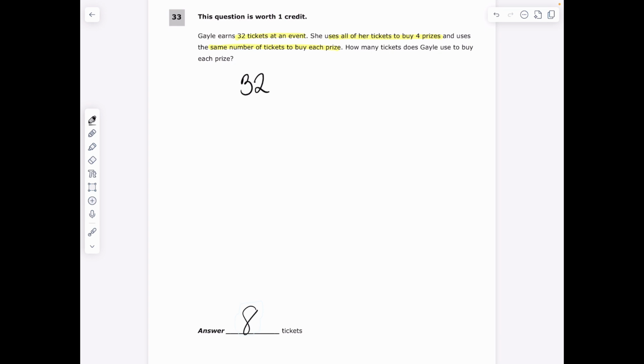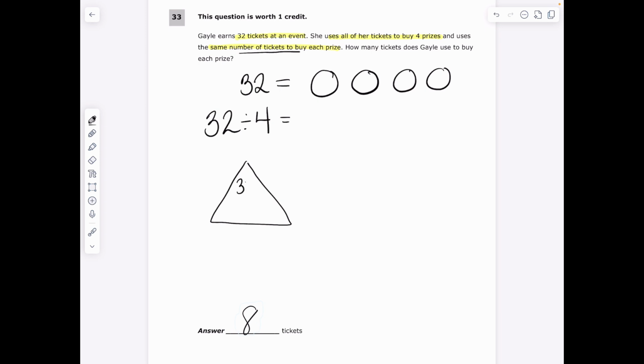So those are 32 tickets. You can imagine she has her 4 prizes, and every single prize has the same number of tickets. So this is making me think of an equal share. So I'm thinking I can divide the 32 tickets into 4 even groups. Now again, if you know your fact families, then you know that 4 times 8 makes 32.